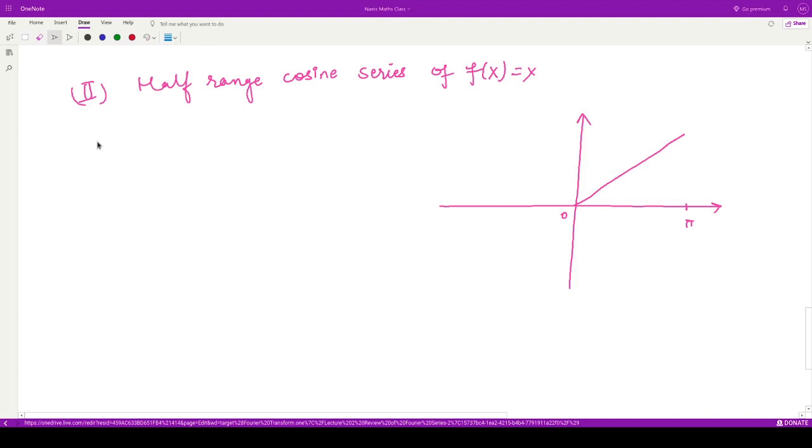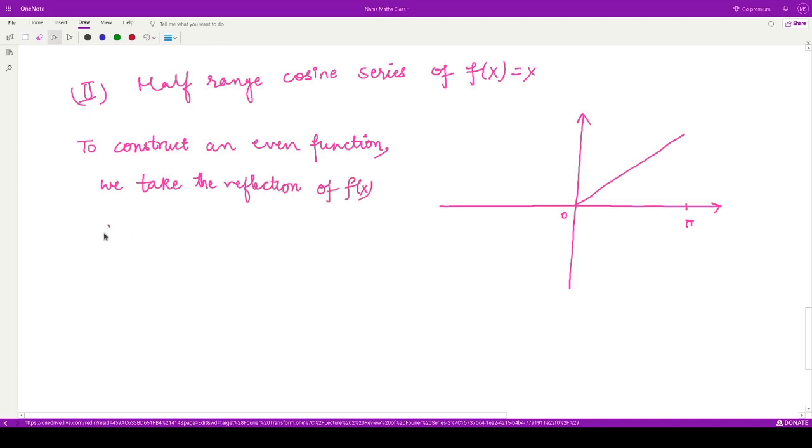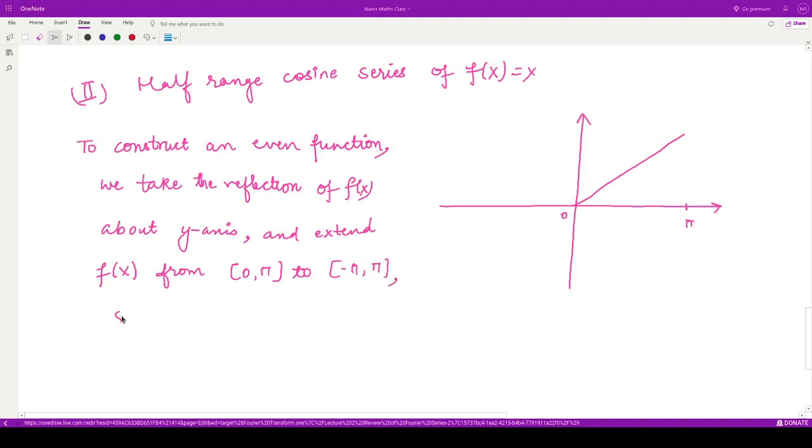So now in order to make our function f of x an even function, to construct an even function, what we do is take the reflection of f of x about the y-axis and extend our function, extend f of x from the interval 0 to pi to the extended interval minus pi to pi, such that f of x on this interval minus pi to pi would be an even function.